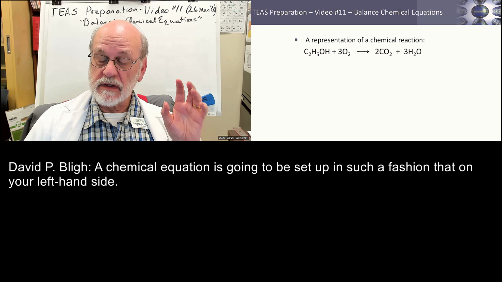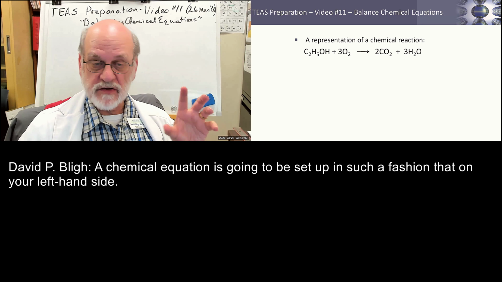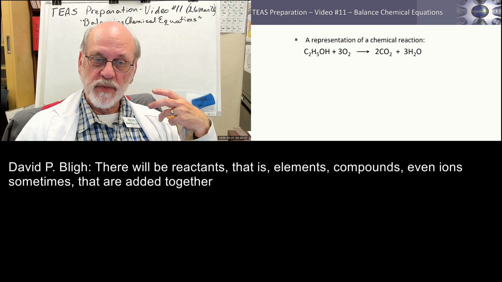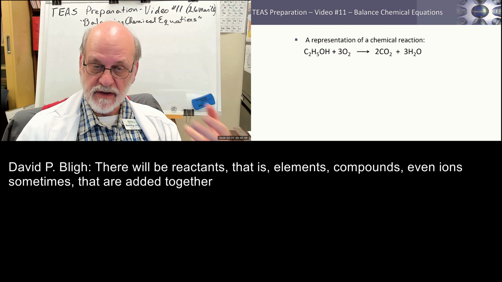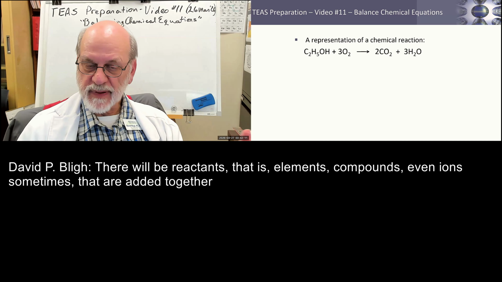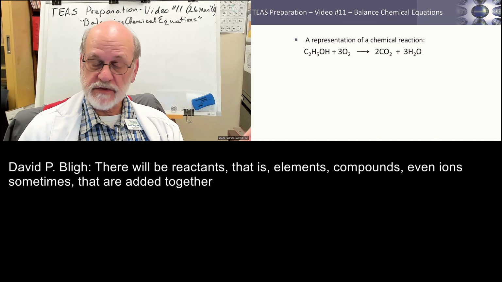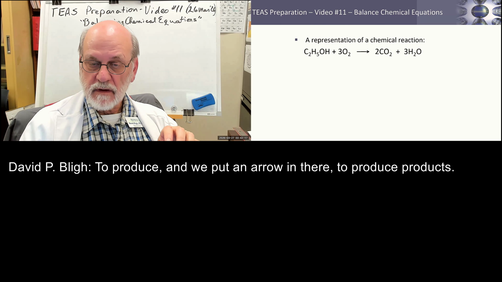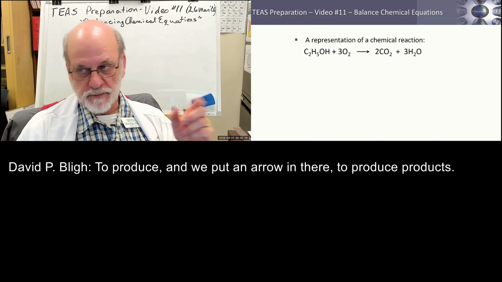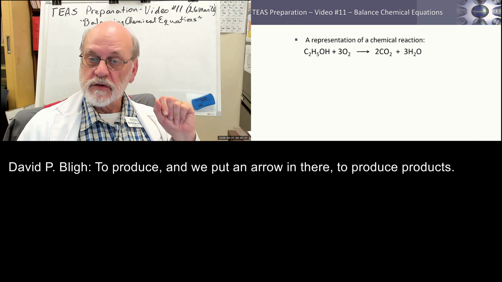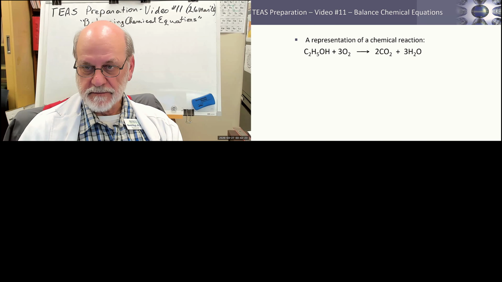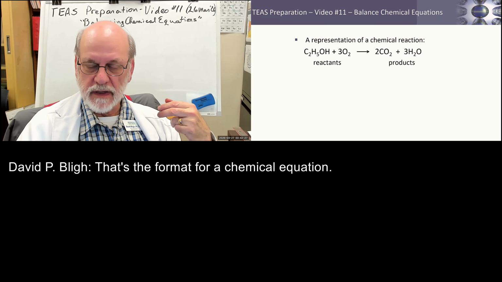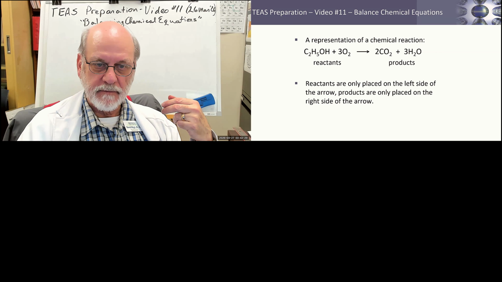A chemical equation is going to be set up in such a fashion that on your left-hand side, there will be reactants. That is, elements, compounds, even ions sometimes, that are added together to produce, and we put an arrow in there, to produce products. That's the format for a chemical equation.